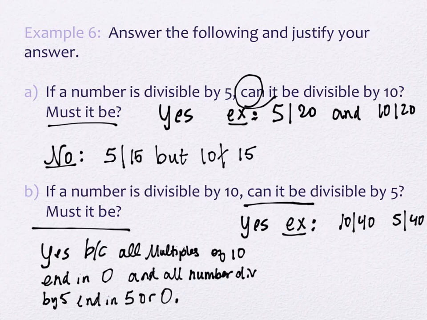Oh, sorry, Dr. Mann. Yes, ma'am. On part B, could we say that on the "must it be" question, it's because 10 is a factor of 5? You could almost say that. I think you want the word 10 as a multiple of 5. So yes, you could do that. Because 10 is a multiple of 5, all of the multiples of 10 will be included in the lists that are multiples of 5. You could say that for sure.